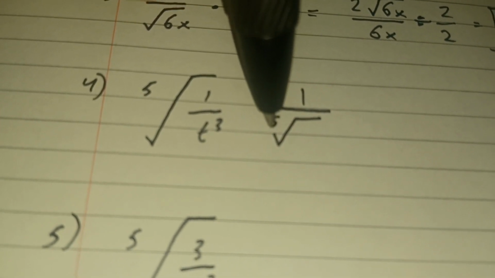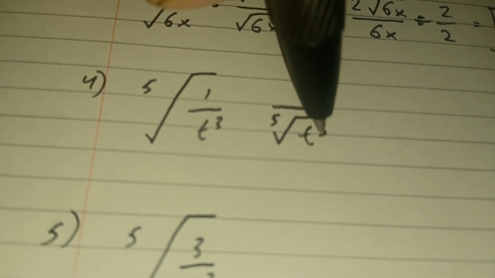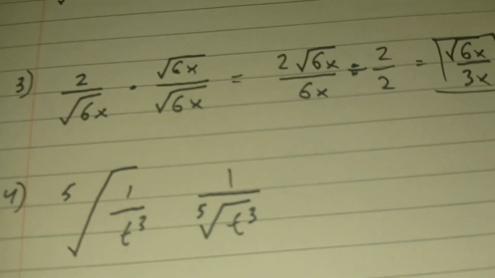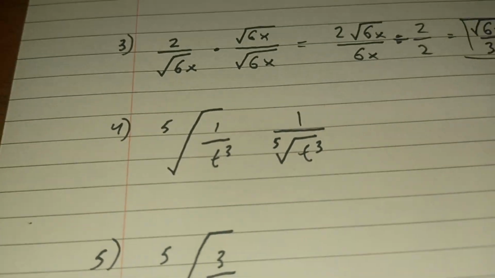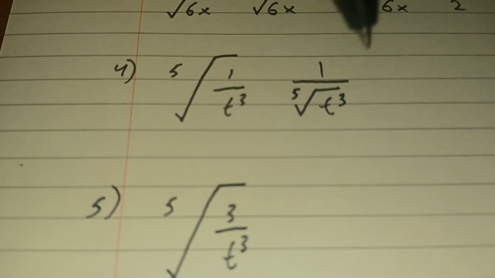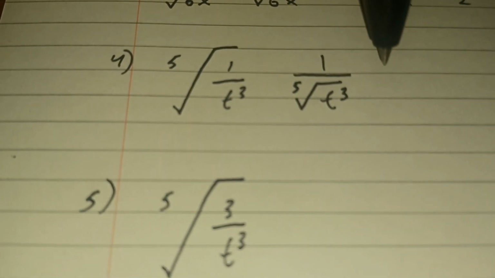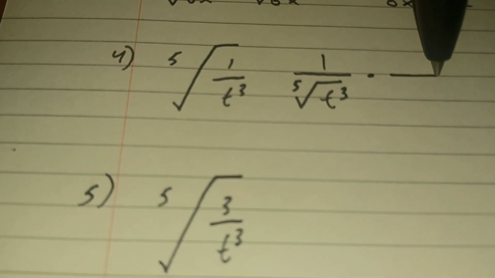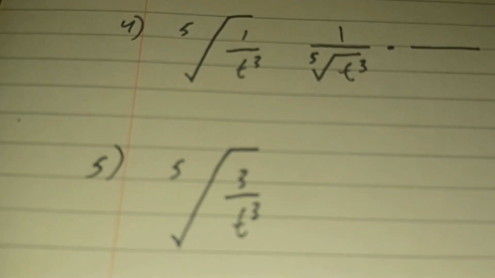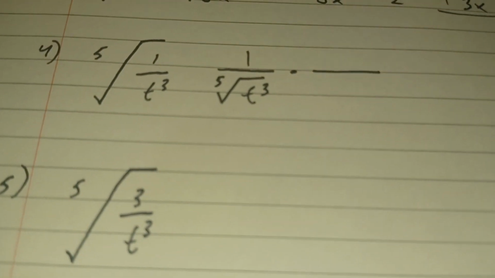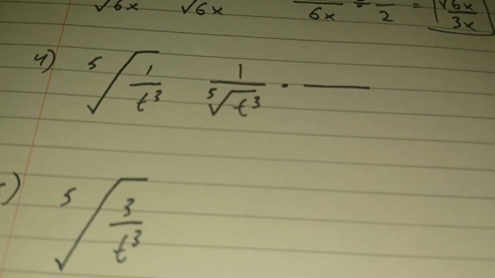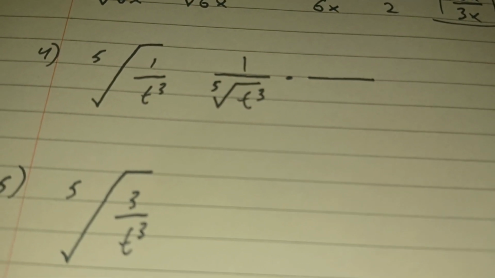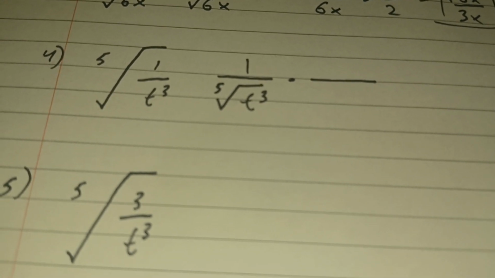The fifth root of t to the third power. So we can rewrite that as that. Again, we want to get rid of the nth root from the denominator. We're going to multiply. Again, we use the same concept. What can we multiply to basically turn this 3 into a 5 and cancel out the fifth root?